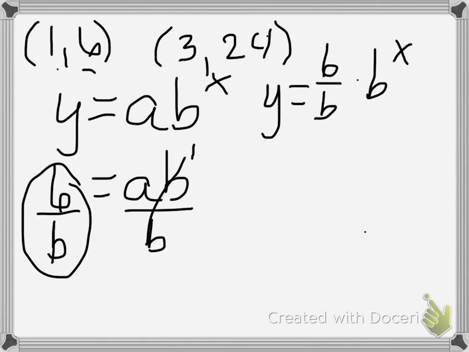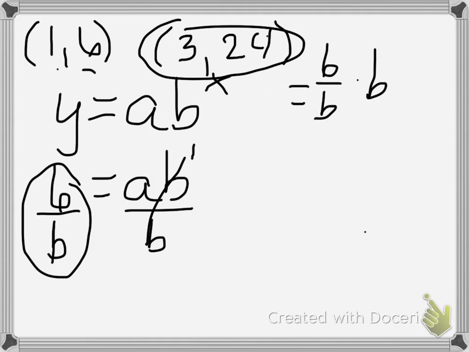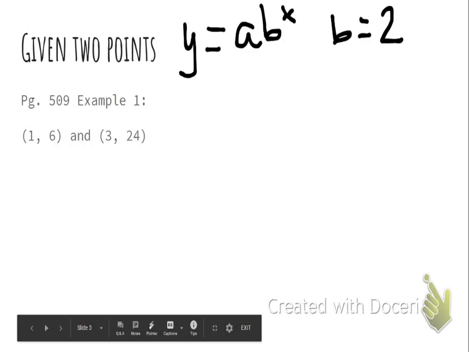Well, I also have this other point here that I can use, this (3, 24). So what I want to do is plug the 3 in place of my x, and plug in the 24 in place of my y. Okay, so we found out that b equals 2, so what I want to do now is rewrite my equation: 24 equals a times 2 raised to the third power.